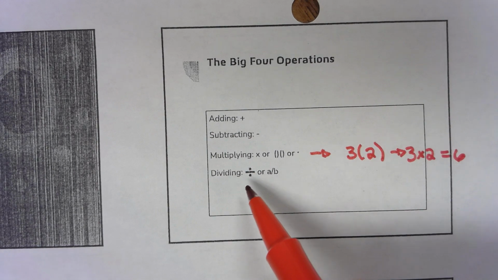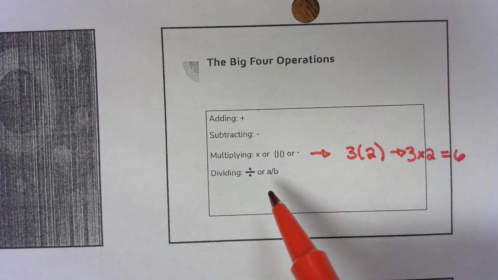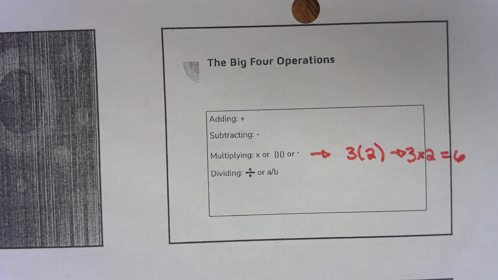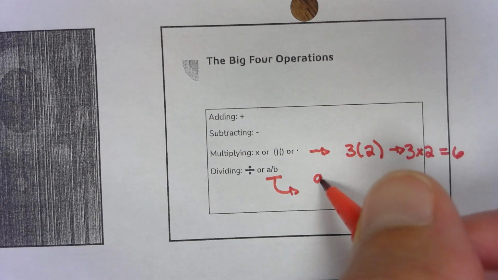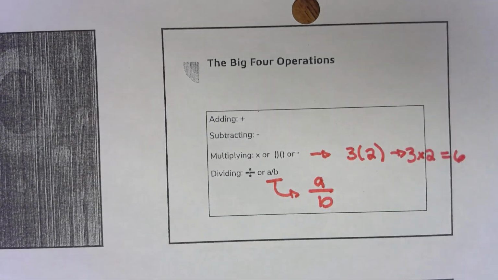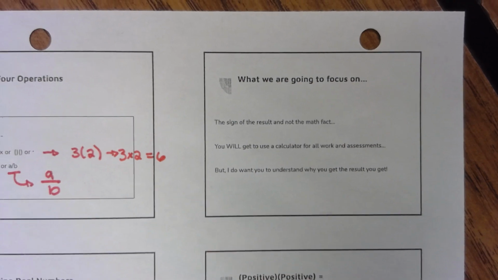Then division. Okay, a lot of us are familiar with the division symbol. Note that when we write something as a fraction, that is also division. It's hard to type it like that, but A over B is A divided by B. All fractions are simply division problems. All right.